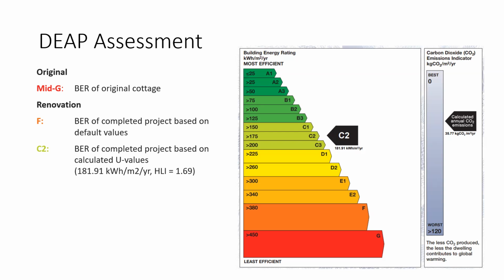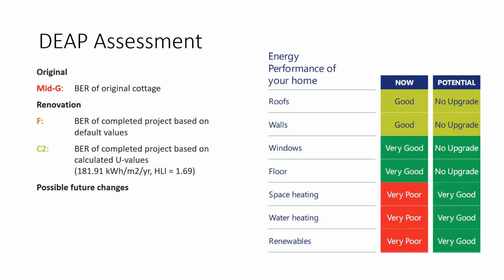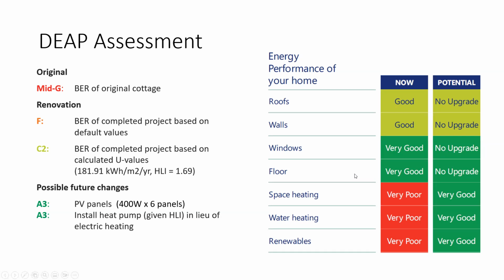DEAP in itself is more of an asset rating tool for comparison between buildings and to determine the primary energy of your building, rather than a design tool to reflect performance levels and comfort levels of the building. There were also possible future changes considered, PV panels and the installation of a heat pump. And both of these will bring you up to A3, which is where your assets come in. Those future changes are separate and not cumulative. So if they were both considered together, it would no doubt be an A1.